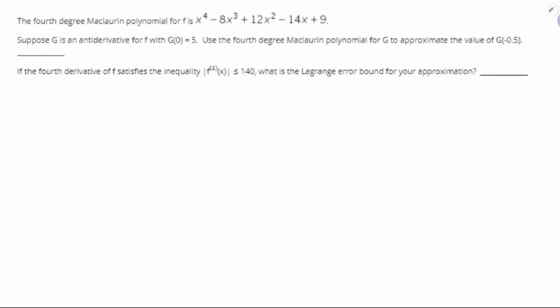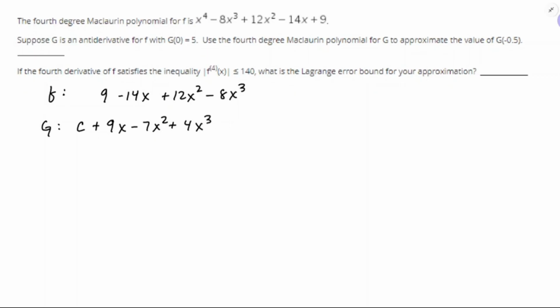Use the fourth degree Maclaurin polynomial for g. So f would be, I'm going to write it the other way, 9 minus 14x plus 12x squared minus 8x to the third plus 1x to the fourth. But we won't really be needing that. g is an antiderivative for f, so there will be a plus c. 9x minus 14 over 2 would be 7x squared, 12 over 3 is 4x cubed, 8 over 4 is 2x to the 4.